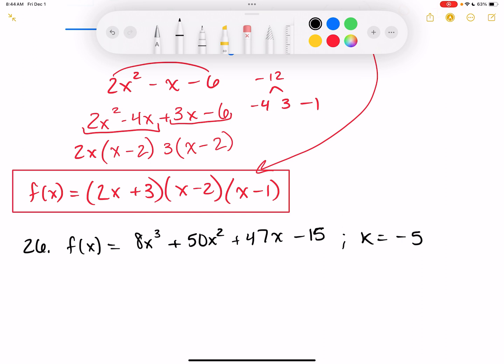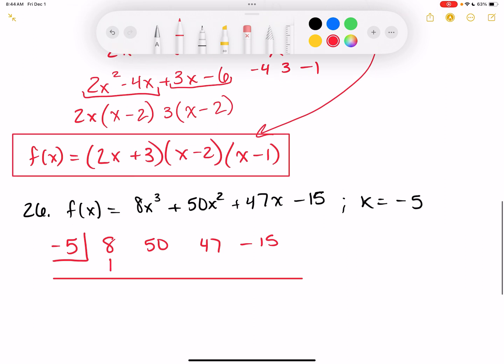So I'm going to run my synthetic with negative 5 in the box. No terms are missing, so copy down exactly. 8, 50, 47, and negative 15. Bring down 8. 8 times negative 5 is negative 40. Plus 50 is 10. Times negative 5 is negative 50. Plus 47 would be negative 3. Times negative 5 would be 15. Minus 15 is 0. So I verified that it is in fact a 0.